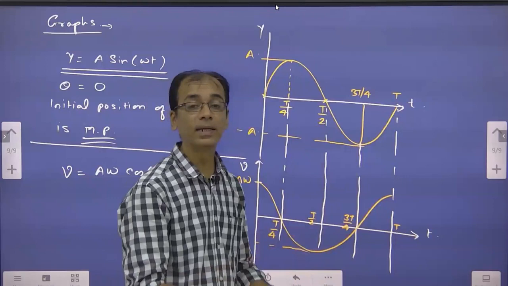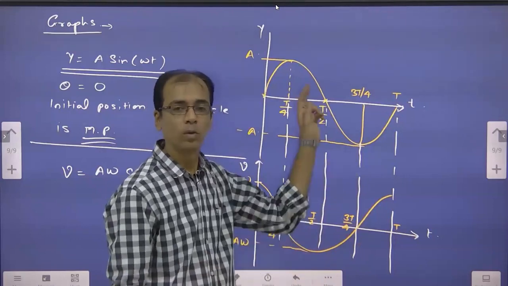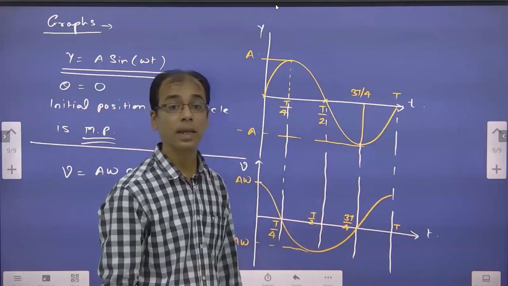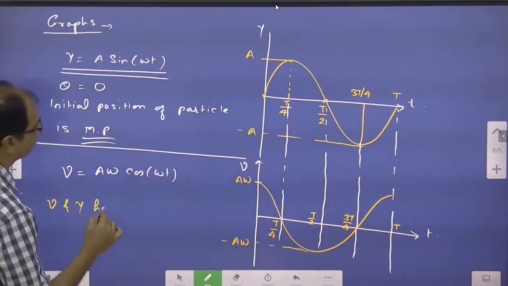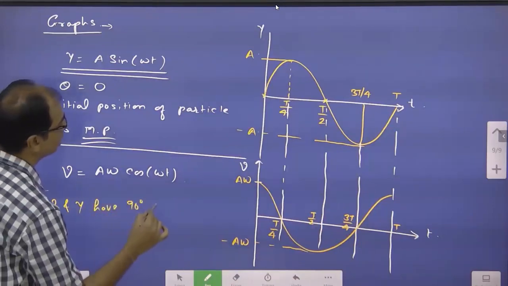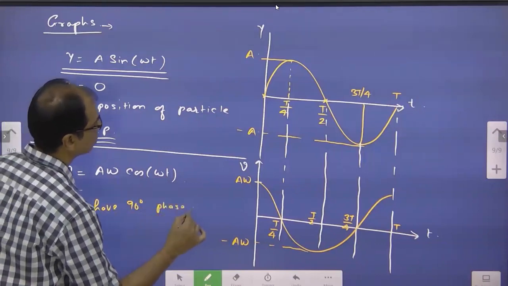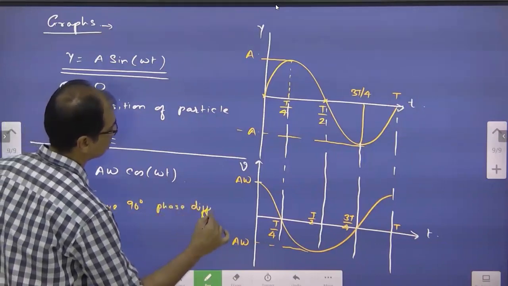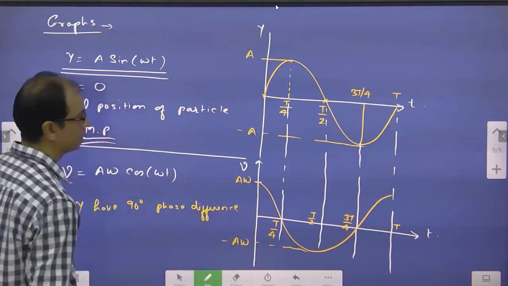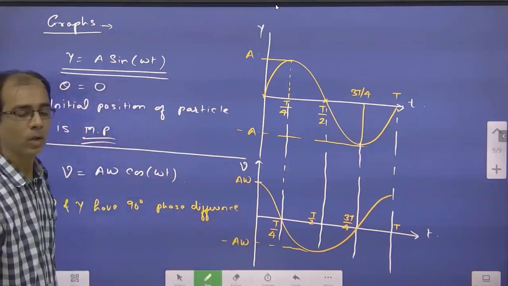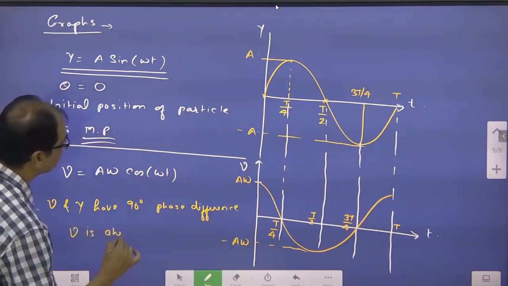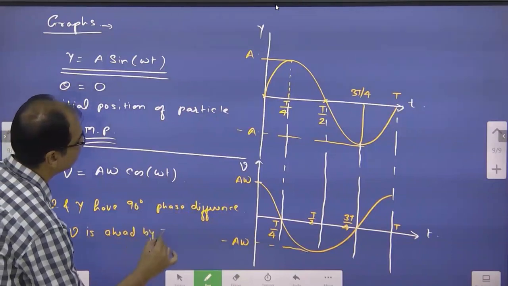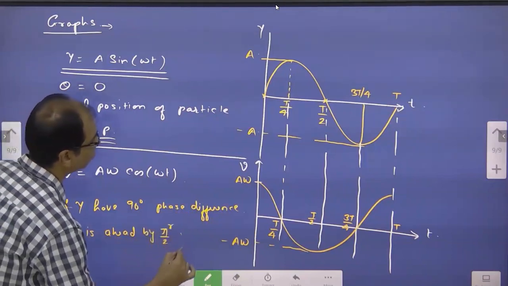So they have 90-degree phase difference. What is the angle difference between them? 90 degrees. So we'll write over here, V and Y have 90-degree phase difference. Or you can say V is ahead by pi by 2 radian from Y.